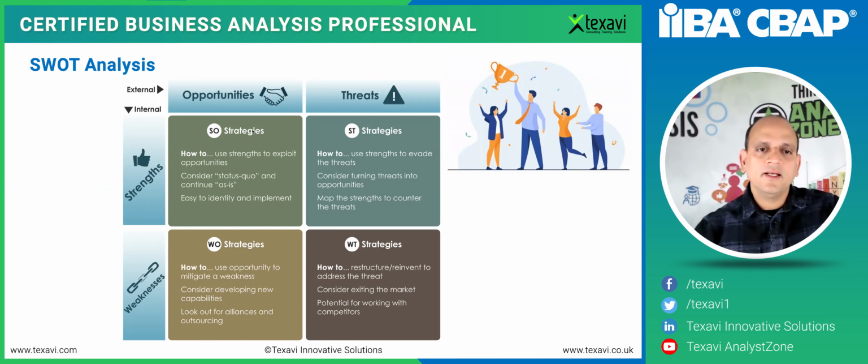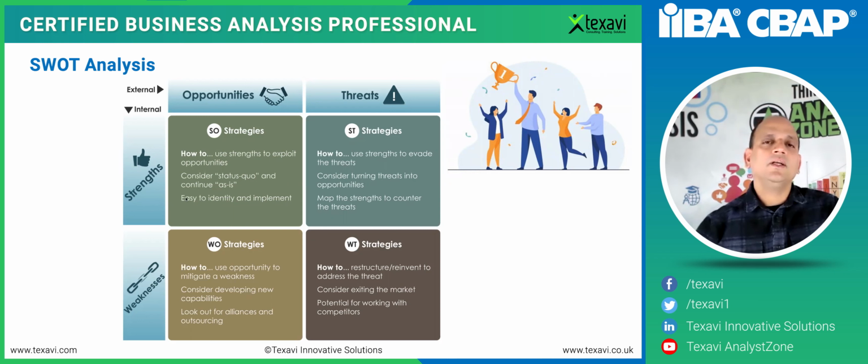So if you look at it this way, the 4 quadrants would be giving you an idea of what kind of strategies you can adopt to make use of the opportunities, to overcome the threats, to use the existing strengths, and then how you can understand and overcome the weaknesses that are currently in your organization. So the first one is actually a combination of the strengths and opportunities. It gives you how to use your strengths to exploit the opportunities. So you can perhaps consider the status quo and continue as is, because you're already strong in this, you have got an opportunity there.